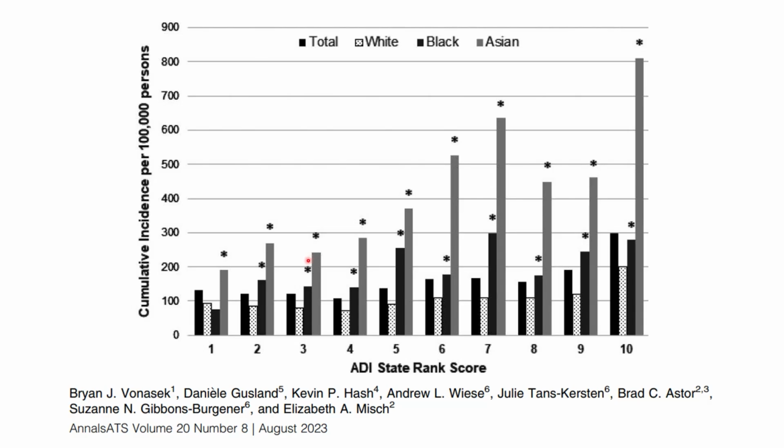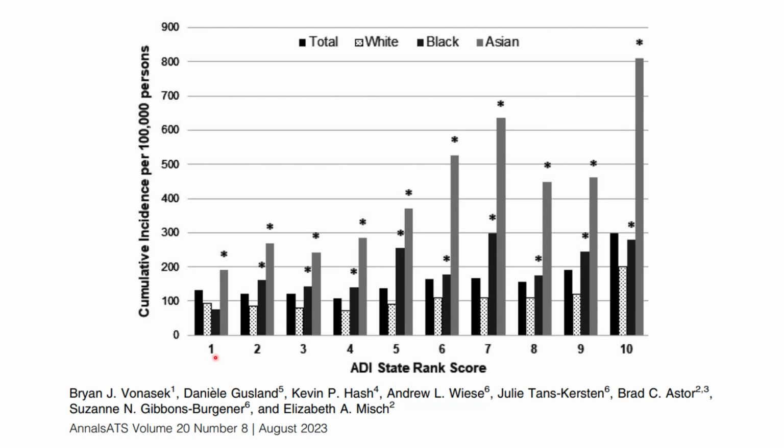So take a look at this data for a second. This was an epidemiologic study looking at the rates of NTM in the state of Wisconsin. And this graph shows cumulative incidence per 100,000 people on the y-axis. And on the x-axis, it breaks it down into something called the ADI state rank score. ADI stands for Area Deprivation Index, which is a measure of socioeconomic status. And 10 are the poorest people, and 1 are the wealthiest people.